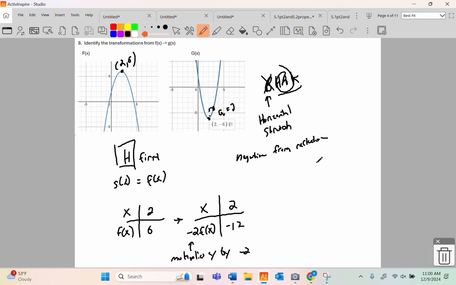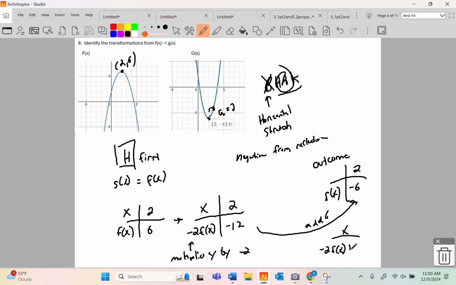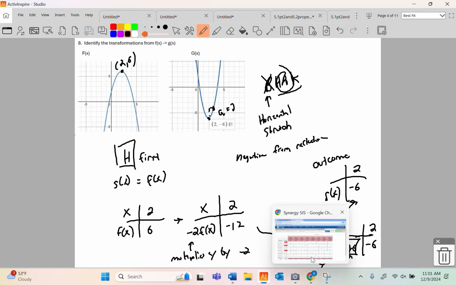Now, our outcome is to have 2 and -6 to be g of x. All right, that's our outcome. So something has to happen. I have to add 6. So what actually happens is we have -2 f of x plus 6. Again, that is a y. That affects y. And this is the function rule: -2 f of x plus 6. And I know that seems weird, so, and I know you're probably not even watching, but whatever.